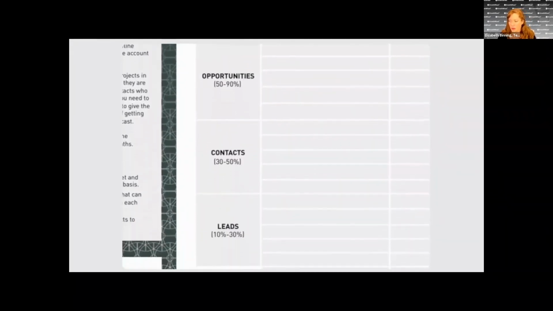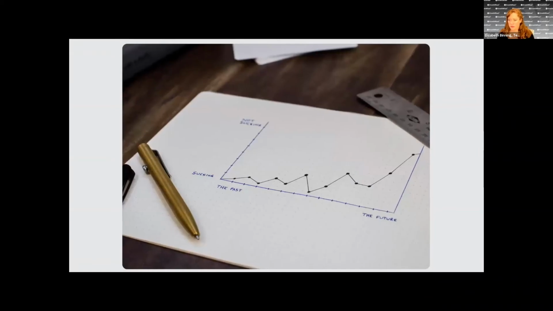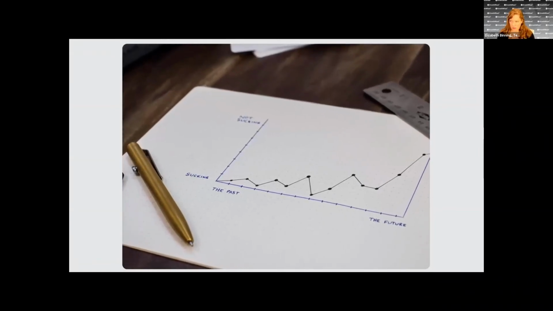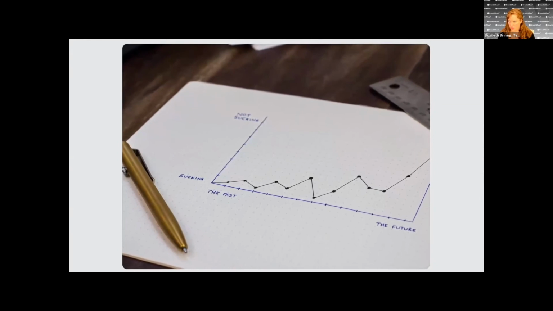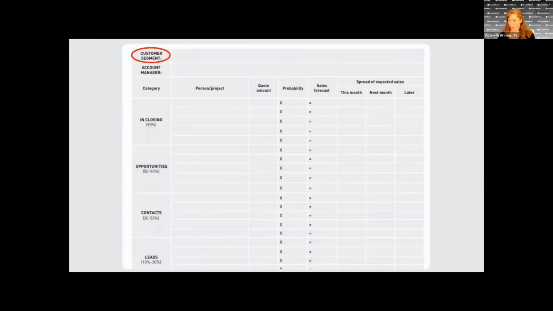The benefit of going through this decision sheet is that by creating a sales pipeline, we gain a tool to follow the progress of our customer prospects. Get started by selecting for which customer or customer segment to prepare the pipeline report. Also note who is going to be the account manager. Continue by placing persons and/or projects in the 4 categories, according to whether they are projects in closing, opportunities, contacts who have yet to receive a quote, or leads you need to contact.